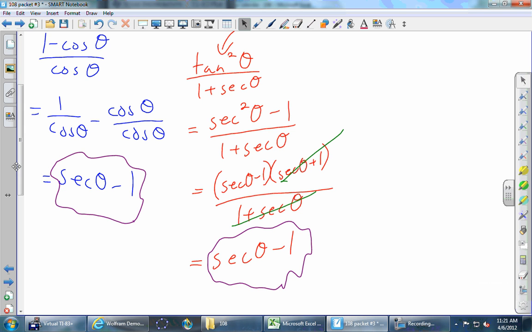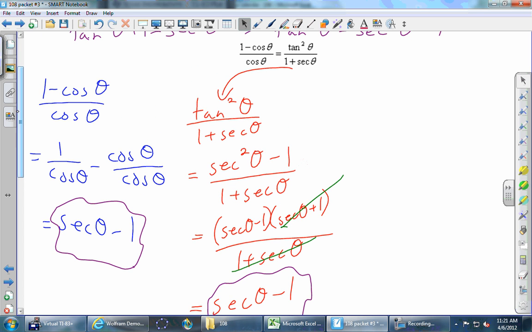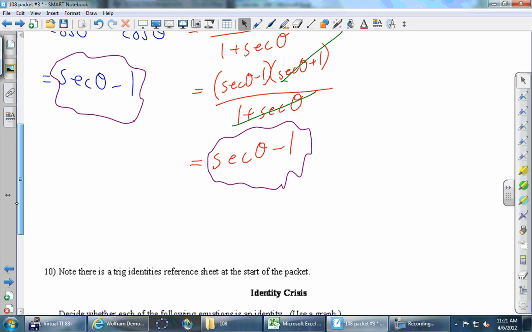All right, so ultimately what happened is we played around with the left-hand side and we played around with the right-hand side, completely separate. It turns out both of them turn out to be equal to secant theta minus 1. So they must have been equal to each other at the start.